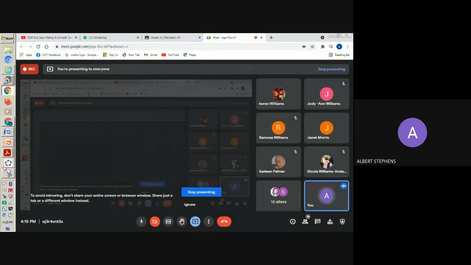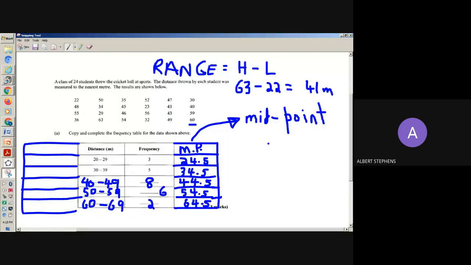All right, for the benefit of the doubt, because I see about 4 or 5 persons joined a while ago, I will explain. The midpoint is really what you do: you add 20 and 29, and just divide by 2, and that gives you 24.5. And to get 34.5, you add the 30 and the 39 and divide by 2. So that's what we call a class midpoint.